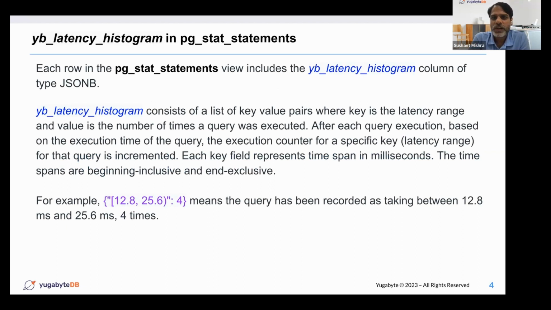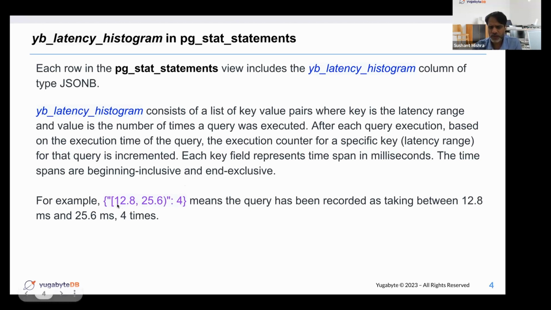So with this feature, we introduced a new column called yb_latency_histogram in the pg_stat_statements view. The type of this column is JSONB. And this column consists of key-value pairs, where the key is a latency range, and the value is how many times a query has been executed and took time in that particular latency range. All the times are represented in milliseconds, where the time spans are beginning inclusive and end exclusive.